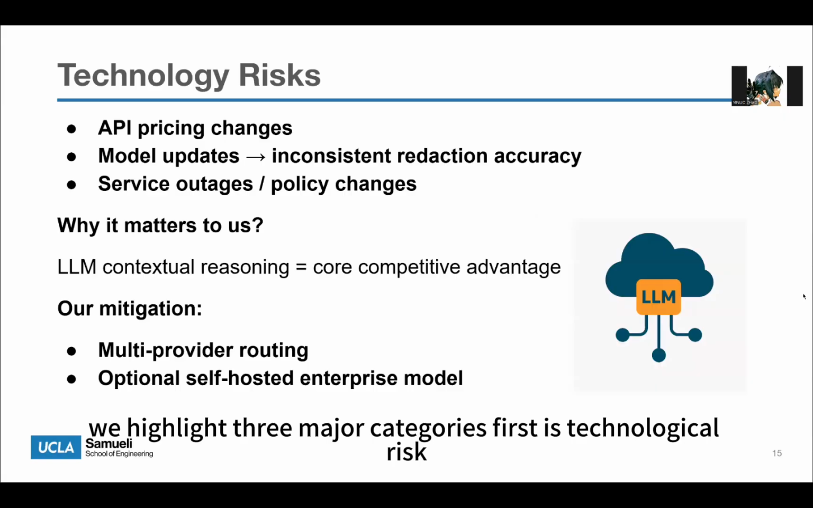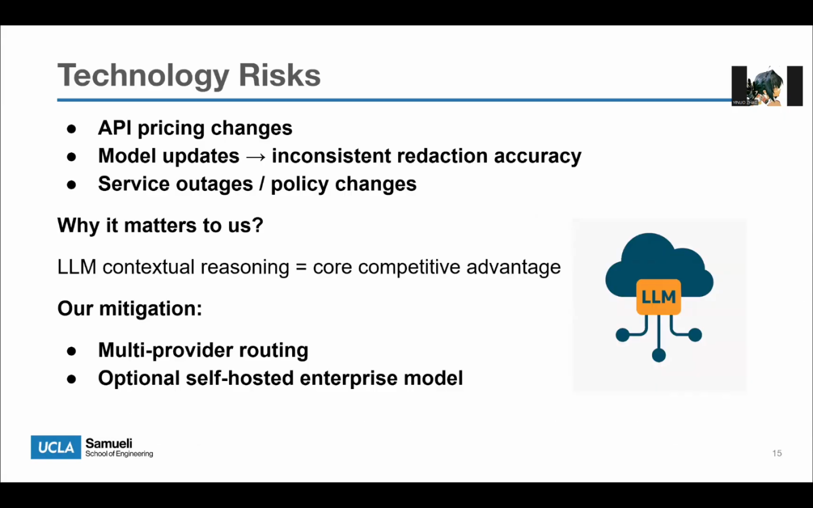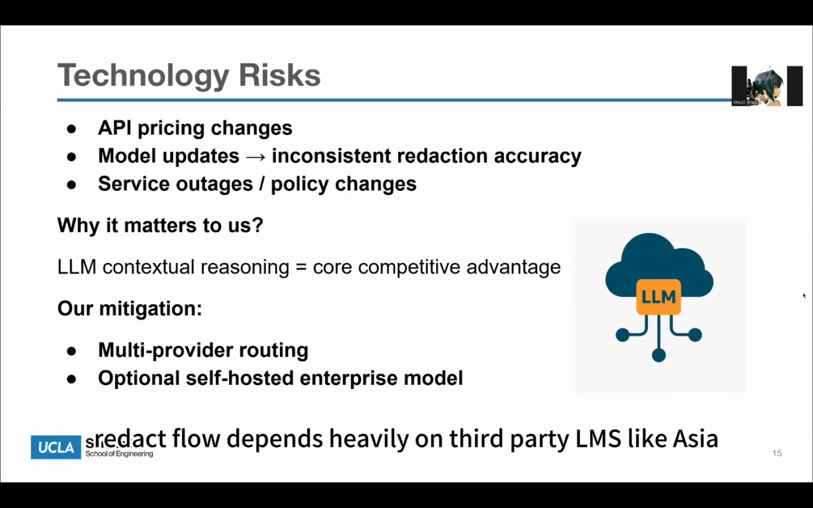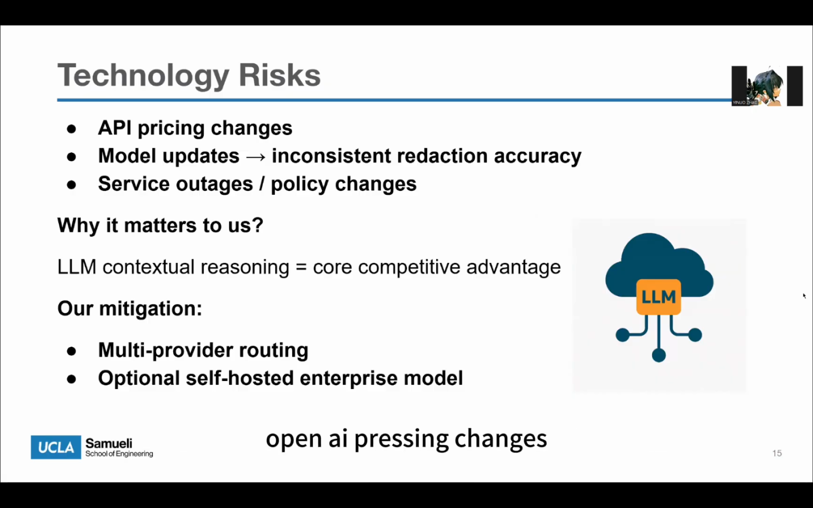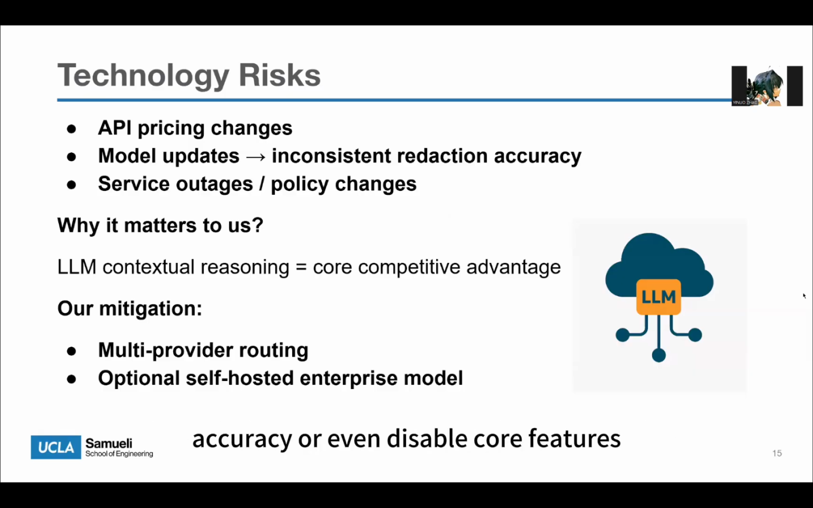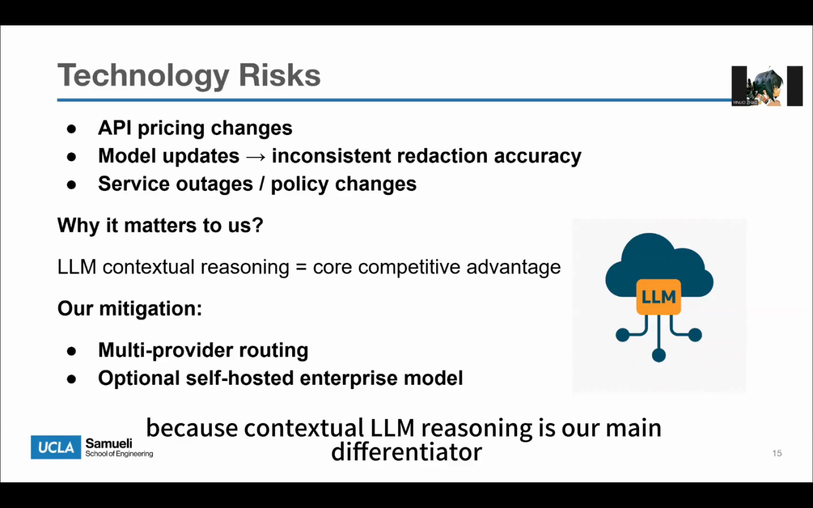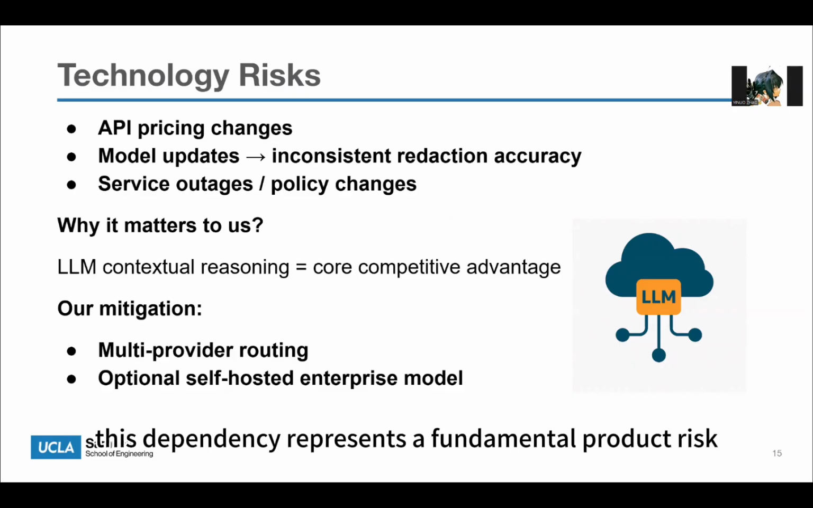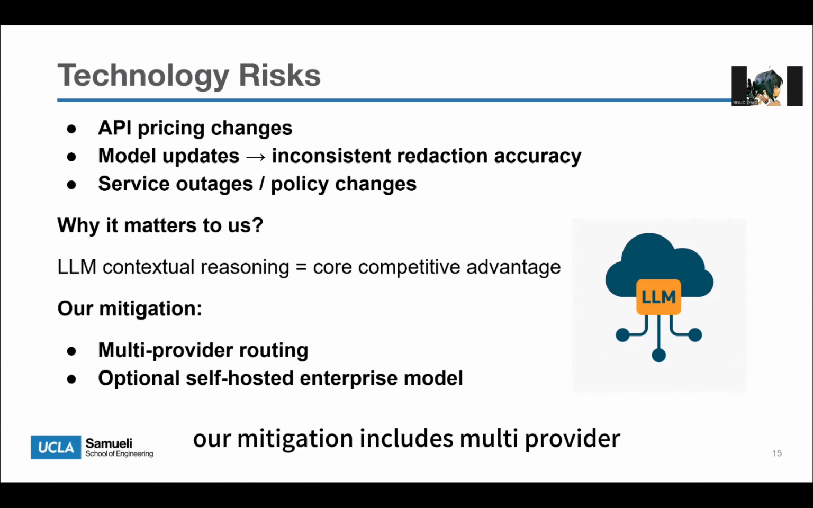First is technological risk. RedactFlow depends heavily on third-party LLMs like Azure OpenAI. Pricing changes, model updates, or service outages can immediately impact our redaction accuracy or even disable core features. Because contextual LLM reasoning is our main differentiator, this dependency represents a fundamental product risk. Our mitigation includes multi-provider routing and optional enterprise self-hosting.